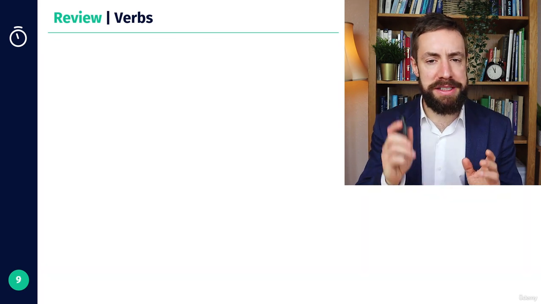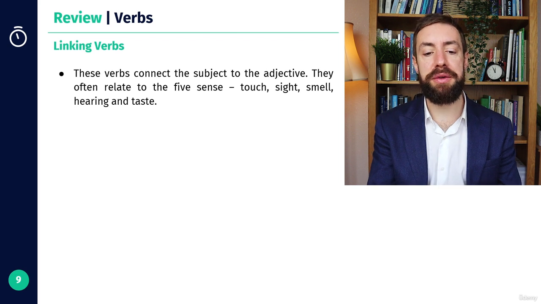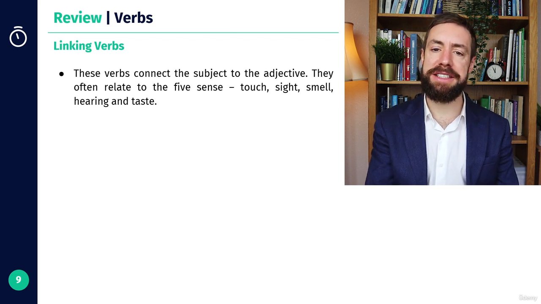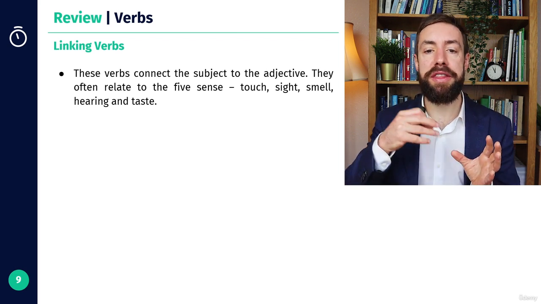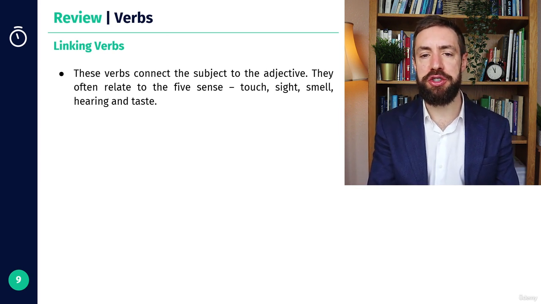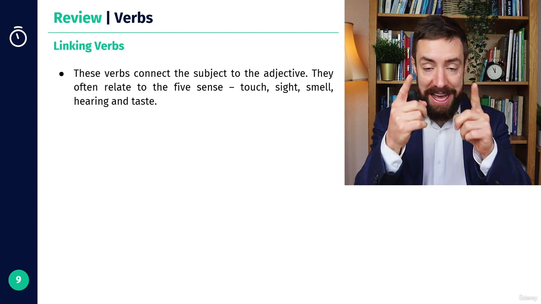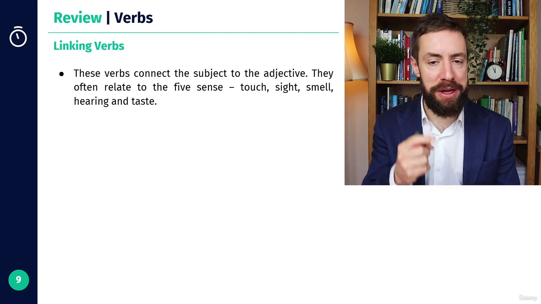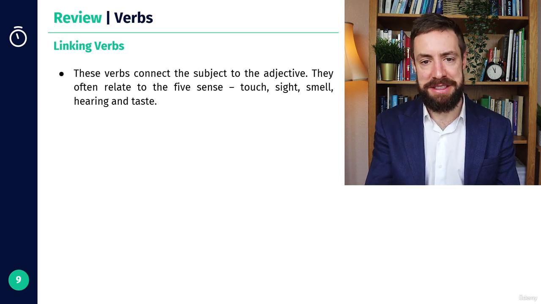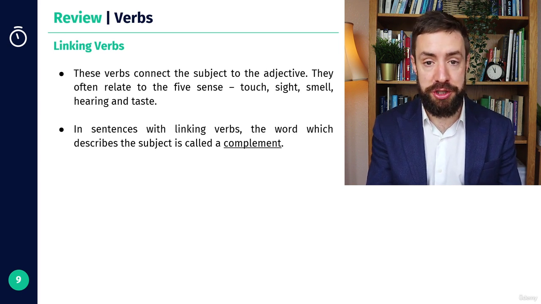Let's move on to a different type of verb now. These ones are linking verbs. So linking verbs connect the subject to the adjective, all right? And quite often they're related to the five senses. So touching something, sight, smell, hearing, and taste. So in sentences with linking verbs, the word which describes the subject is called a complement.